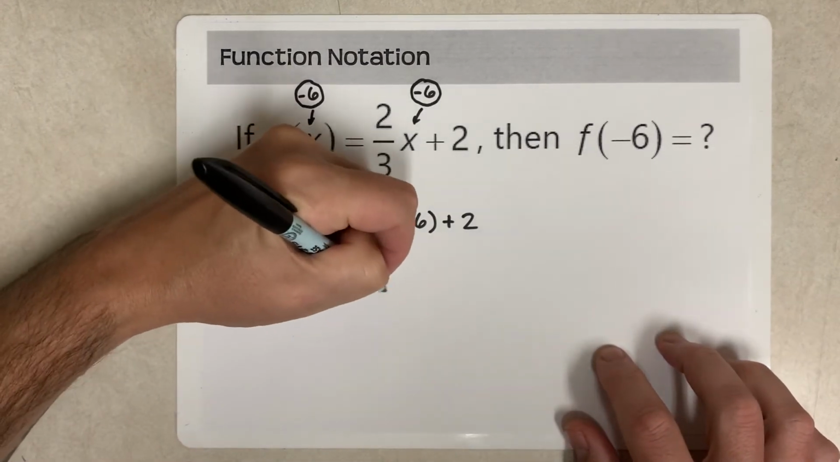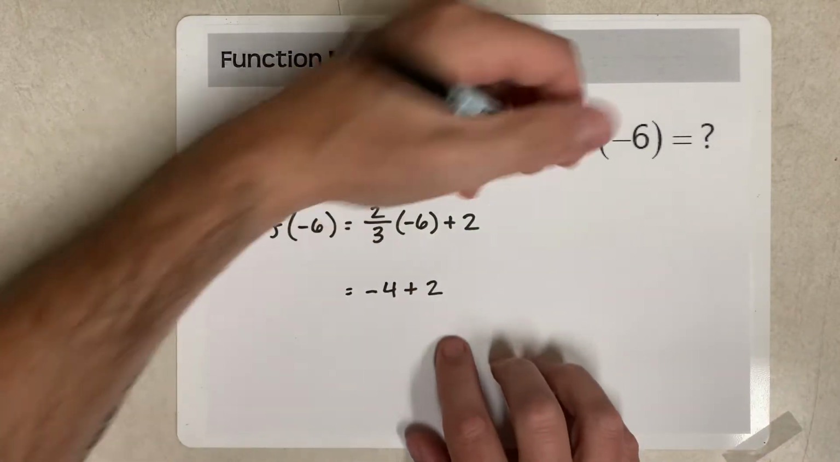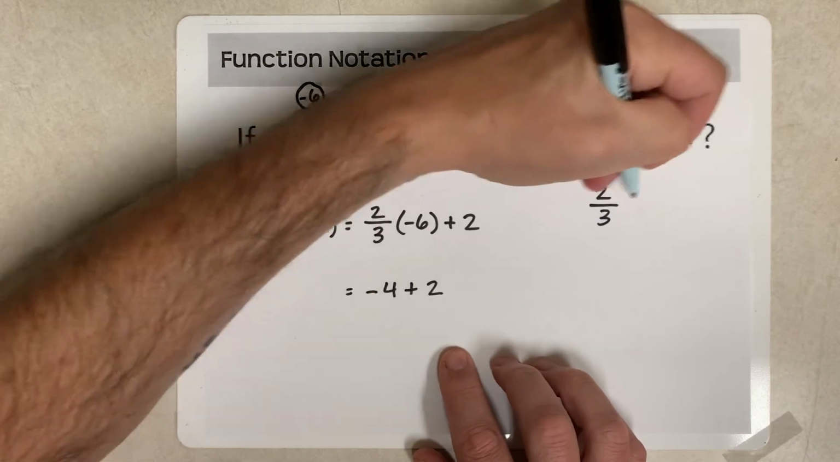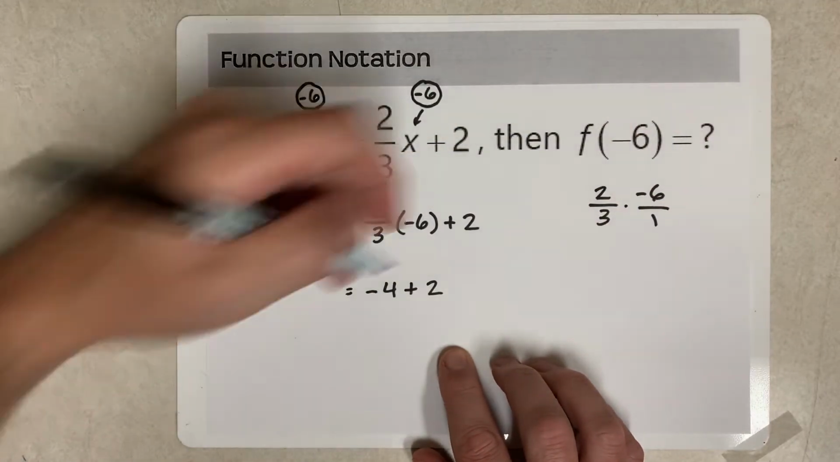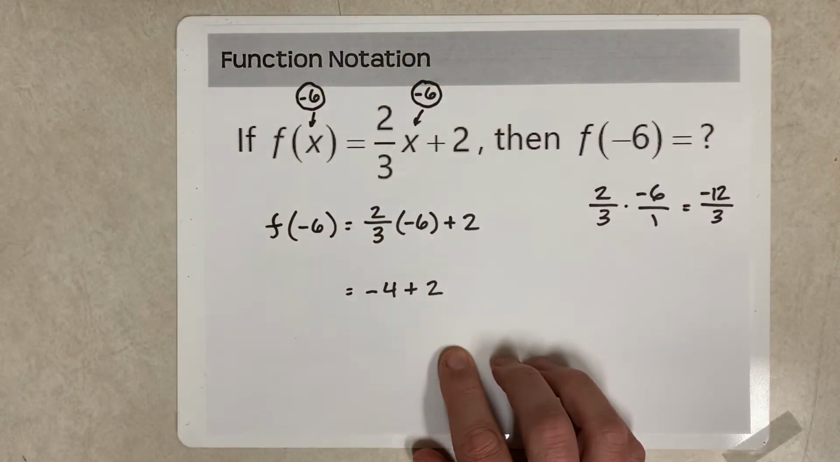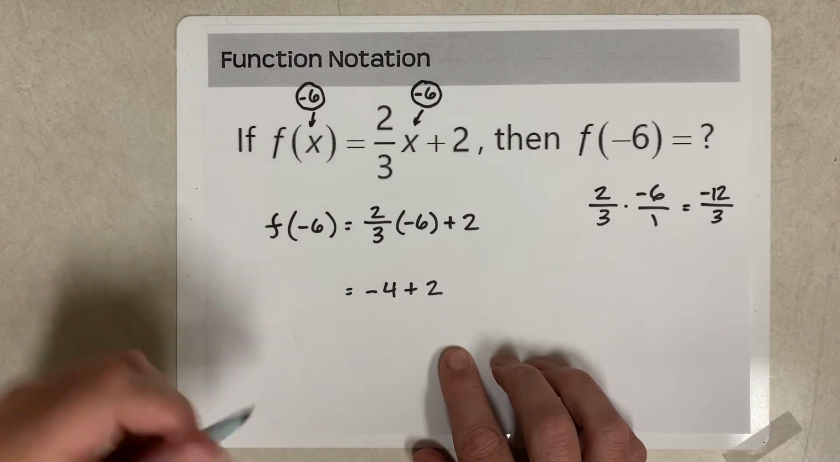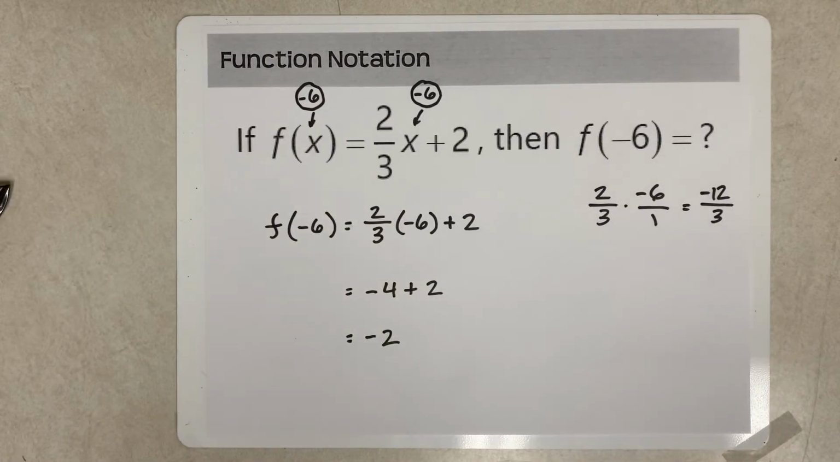So -4 plus 2. And now if you don't like to do it that way, you can always go out to the side and calculate it this way. You could always do that. And so you would get -12 still over 3, which is still going to be -4. So -4 plus 2 is -2. And that is my value for f of -6.